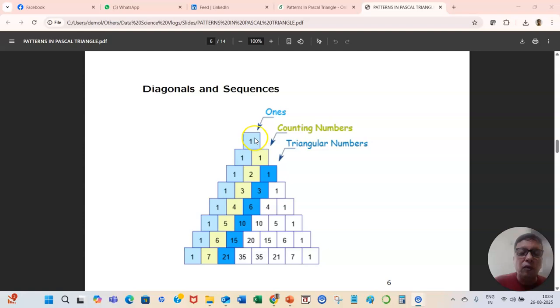Diagonals and sequences. If you look at the diagonals, the first one is all 1. Then the second diagonal is 1, 2, 3, 4, 5, 6, 7, the counting numbers. The third diagonal is 1, 3, 6, 10, 15, 21, n into (n plus 1) by 2, which are triangular numbers. The fourth one will be the tetrahedral numbers, etc. So these are the properties of the diagonals of Pascal's triangle.